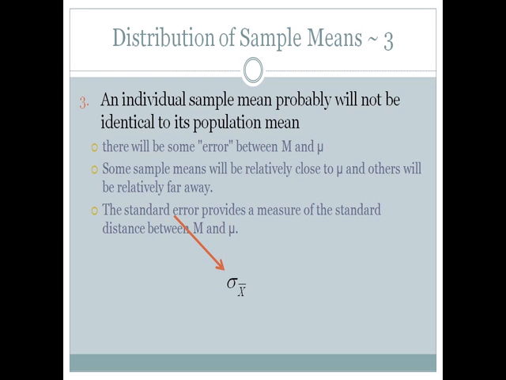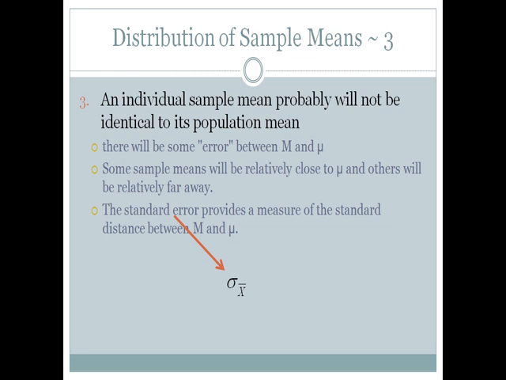So how do we measure this? Remember when we were talking about standard deviation. Standard deviation is how much deviation we would expect between a raw score and the distribution's mean. We're going to introduce a new term now called standard error. Standard error measures the expected typical deviation between a sample mean and the population mean.